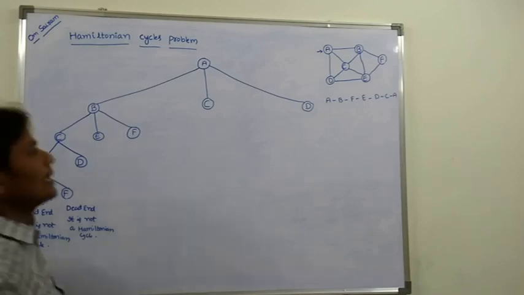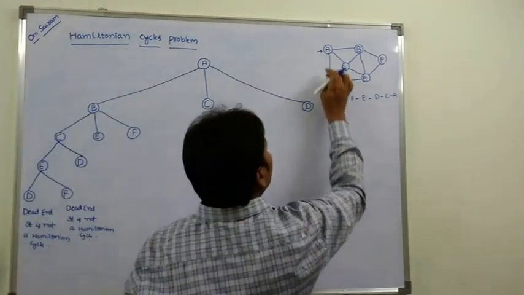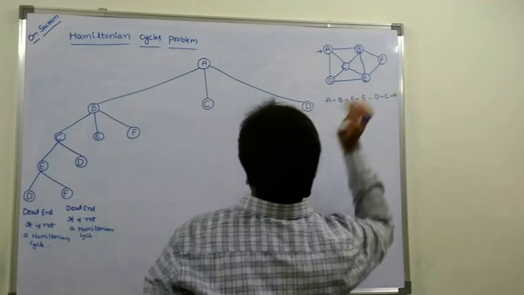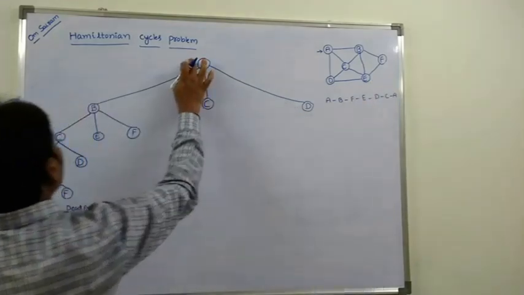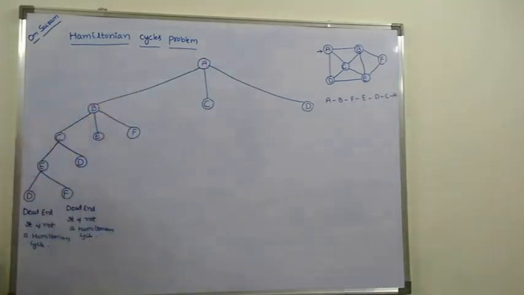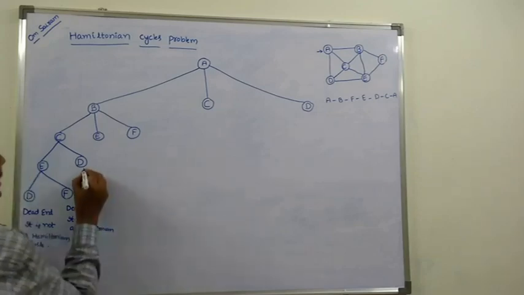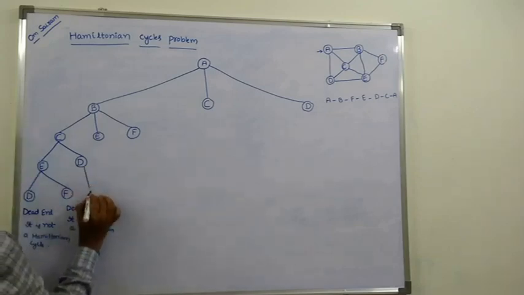So what are the adjacents for vertex D? That is A, C, E. So A is already completed, C is already completed, but E is not there. We have to write E.